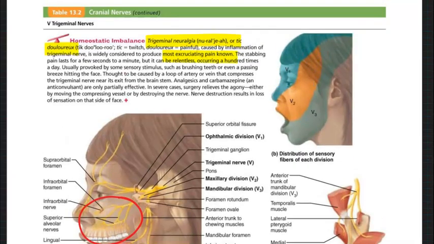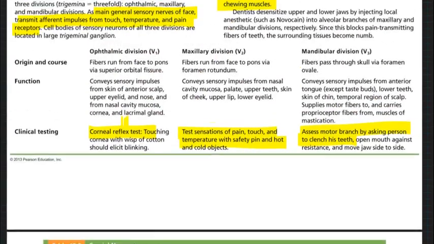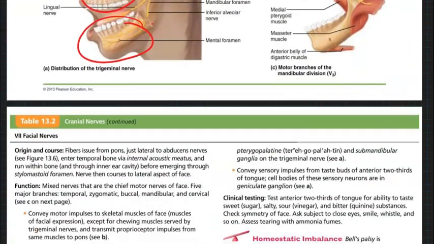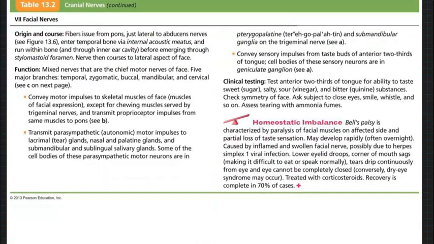Do we know the difference for the branches, the subcategories of this? Facial nerve. You may wonder why it's plural, facial nerves. There are two of them, they're symmetrical. They're on both sides, they come from both sides of the brainstem.